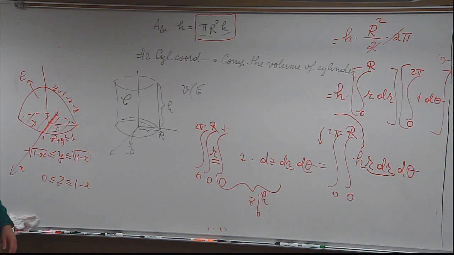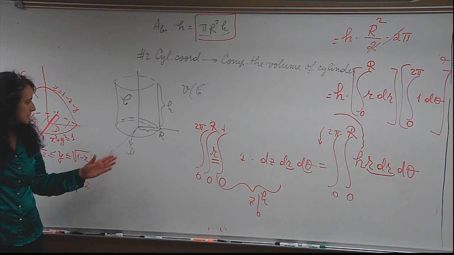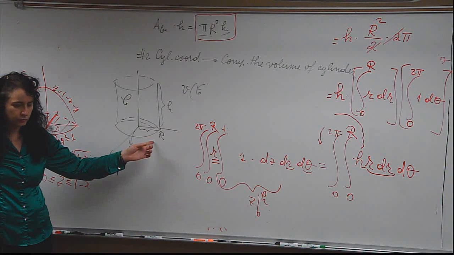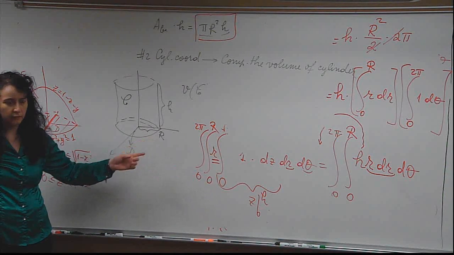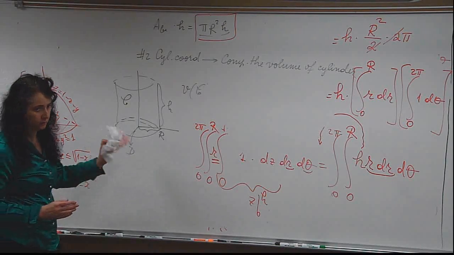Mm-hmm. Then I have to think of again, so theta, right? Mm-hmm. I have to take 0 to pi over 4, and measure differently when I measure the angle. Okay.